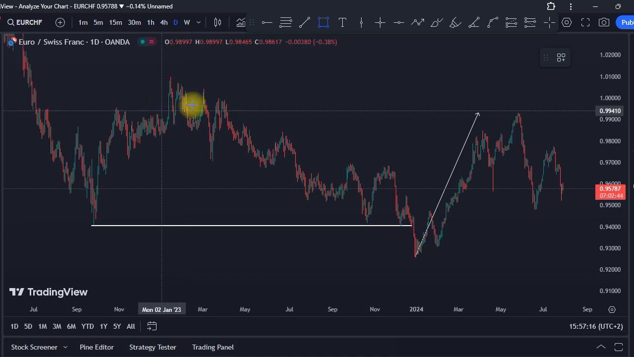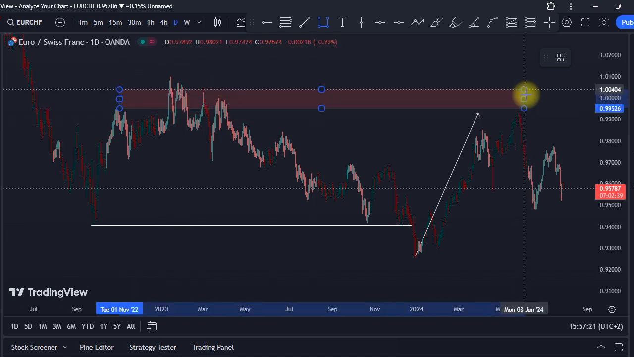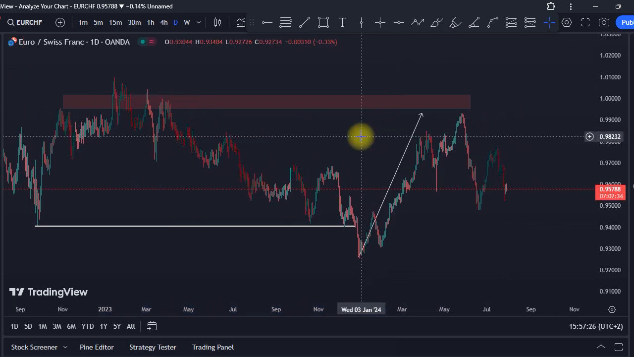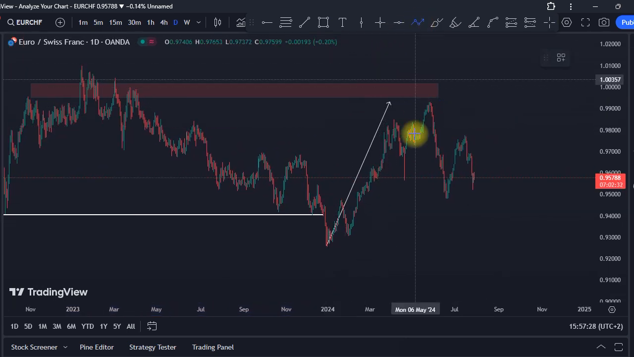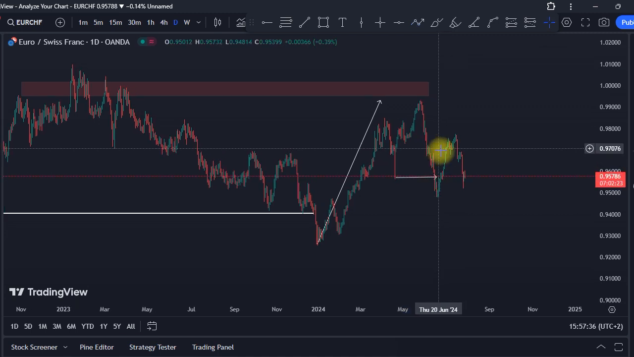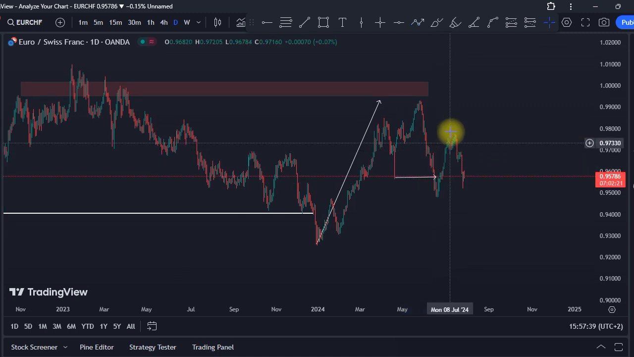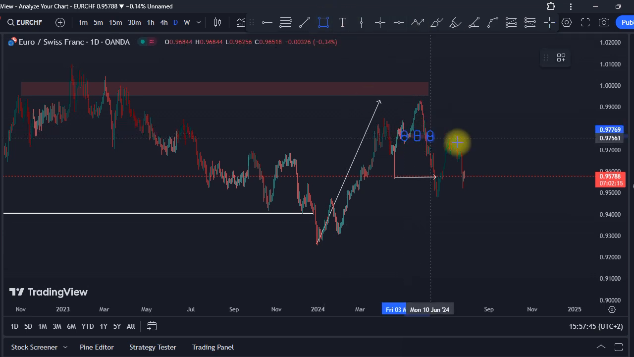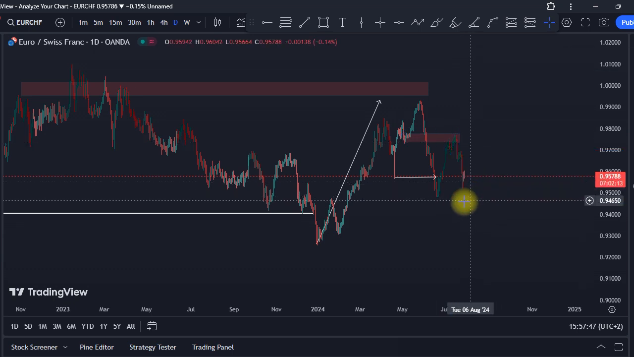Where did the market come to? The market came back into this zone over here, even though it didn't fully tap into the zone, but it came back into that zone over there. And then after that, we saw this change of character here. So this was our confirmation. Then the market retraced to the upside, and it reacted on this breaker block that we have over here, and then now it's pushing to the downside.